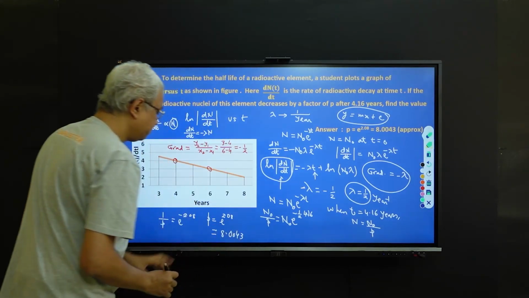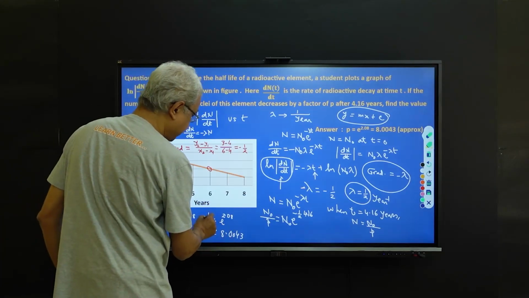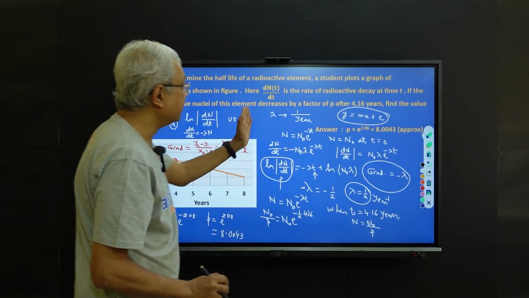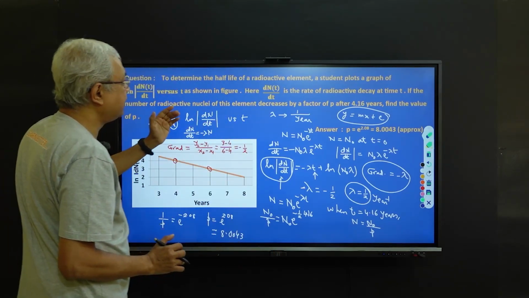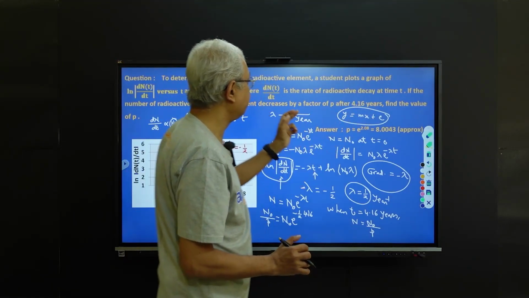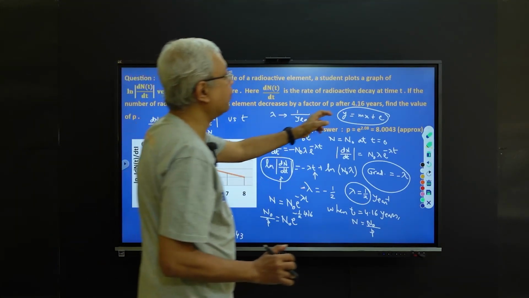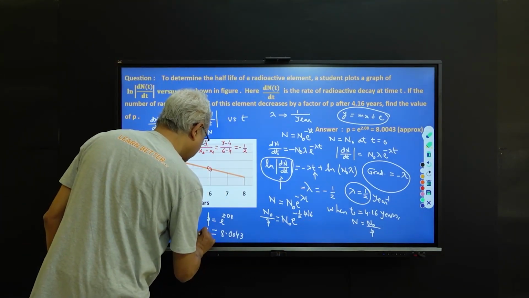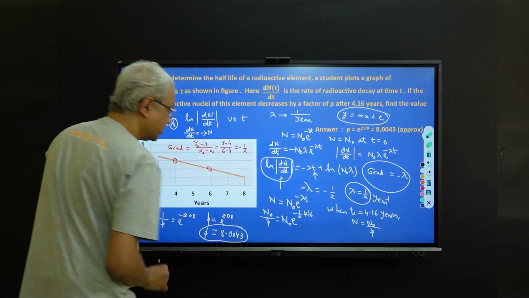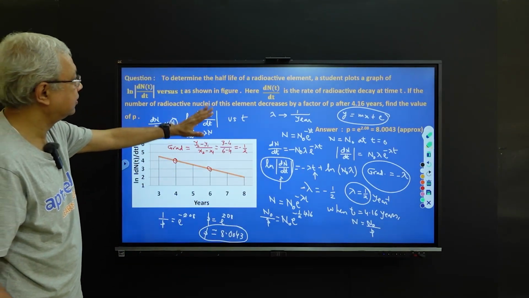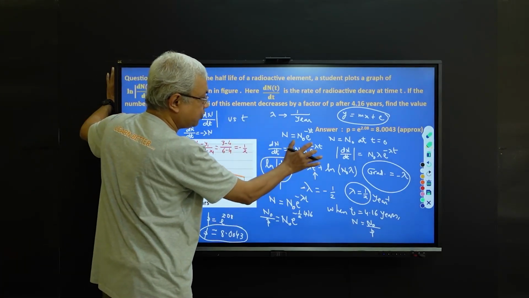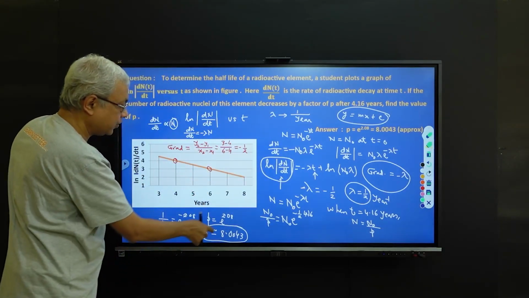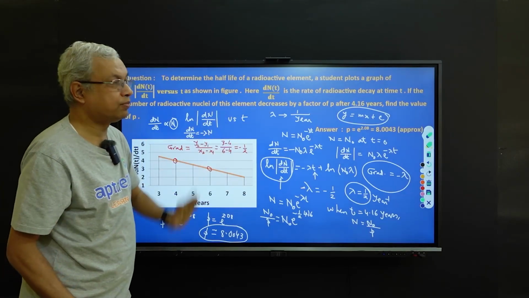So, the value of P is 8.0043. That means the number of radioactive nuclei decays by a factor 8.0043 in 4.16 years. Therefore, the value of P is this much. So, this is the answer. So, I think you have clearly understood the steps over here. Using the decay formula and simple calculation and graph, we could find the value of P. So, this is the problem.